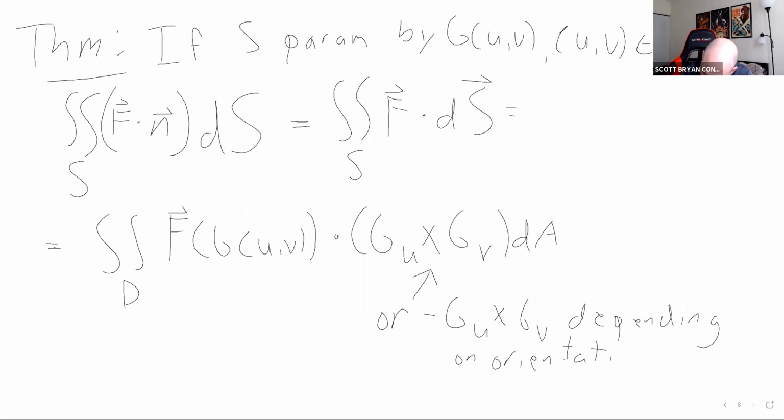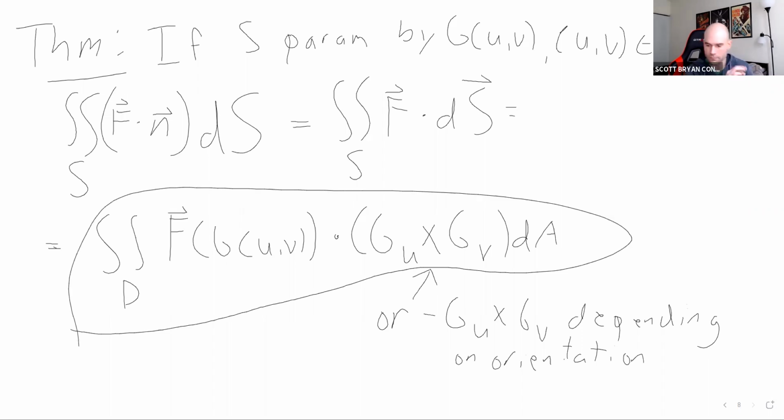So the steps are the same as everything we've learned about line integrals and the scalar surface integrals, except now d vector S is our G_U cross G_V dA instead of the magnitude of G_U cross G_V dA. But now we need to be mindful of orientation, so it could be plus or minus G_U cross G_V. And when we do some examples, I think it'll be more clear.